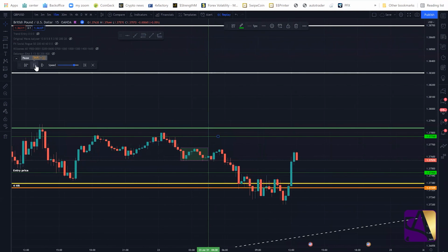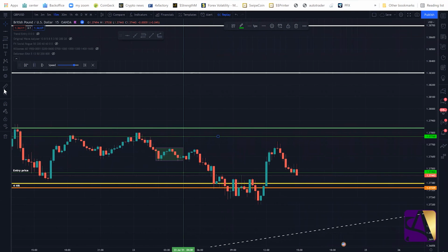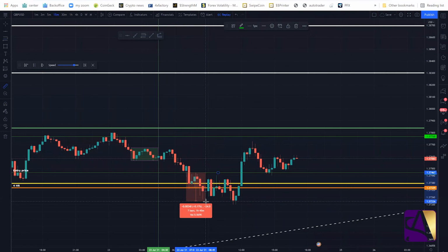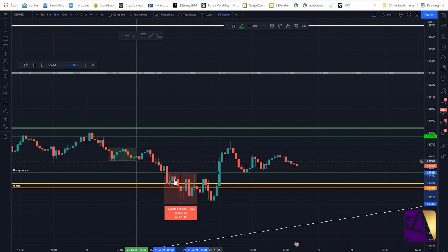Let's see what happened. Okay, this one came back. It gave us, like I said, our 20 pips or so roughly. Yeah, 25. It would have given us our 25, so you would have hit TP.